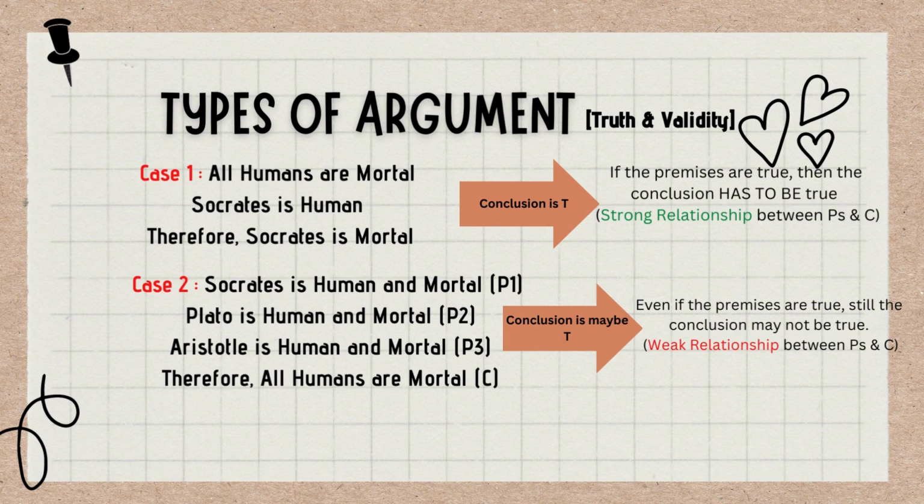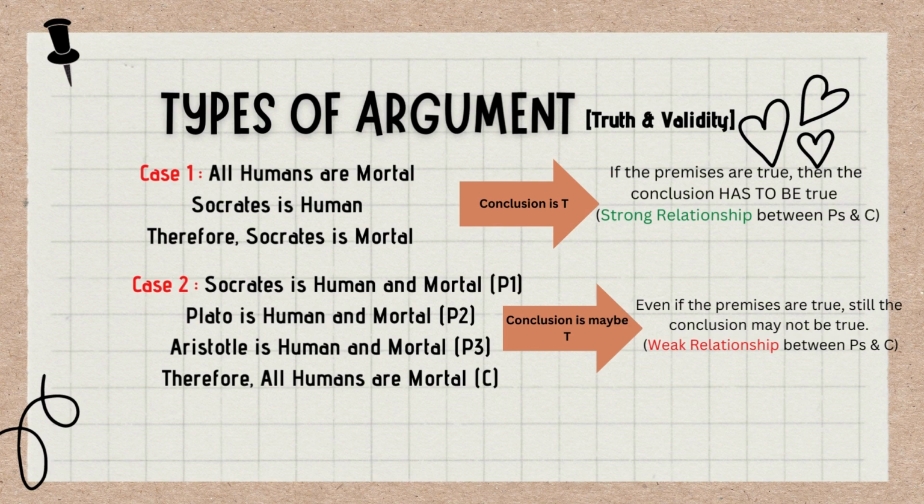Let's look into the second case. In the first premise, we have Socrates is human and mortal. In the second premise, we have Plato is human and mortal. In the third premise, we have Aristotle is human and mortal. In the fourth premise, which you also call the conclusion, we have therefore all humans are mortal.